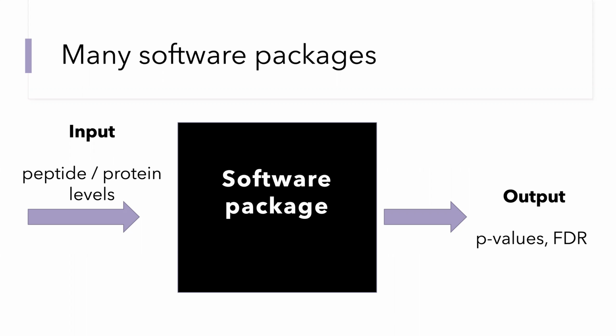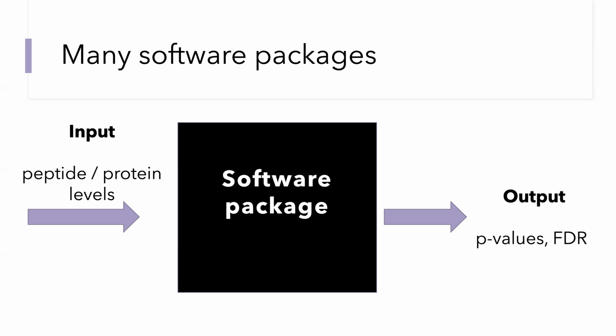To begin with, it's important to acknowledge that there are very many software packages that you can use to estimate significance of differential protein abundance simply by providing estimates of peptides or protein levels and getting an output of estimated p-values and false discovery rates. My aim is not to discuss the practicalities of these methods or to compare them.